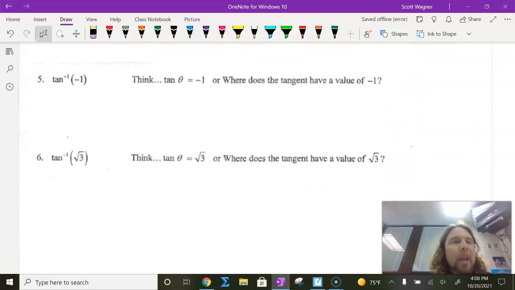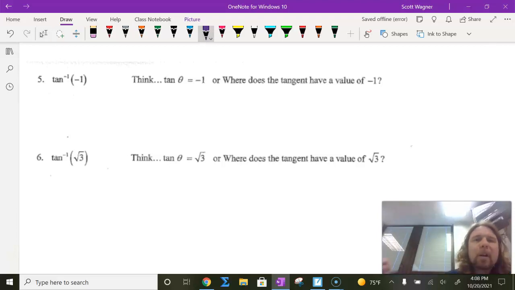How about tangents? The inverse tangent of negative 1. Inverse tangent of negative 1. All right, you're thinking the tangent of what angle is equal to negative 1, or where does the tangent have a value of negative 1? All right, so we got to know our tangent values a little bit more, and they're a little bit trickier to work with, but we can realize here, really another way to come up with tangent is we can think of the sine over the cosine.